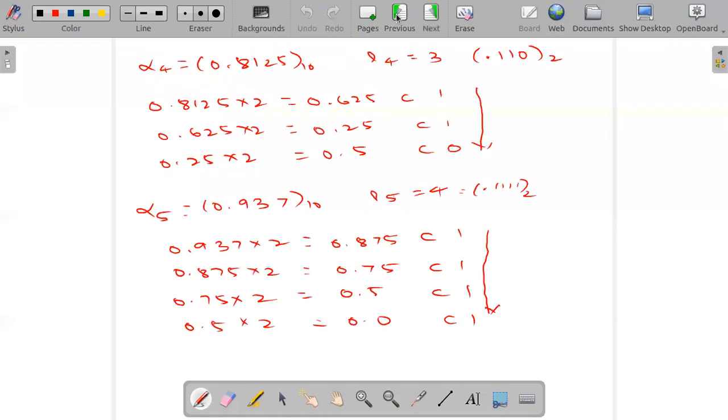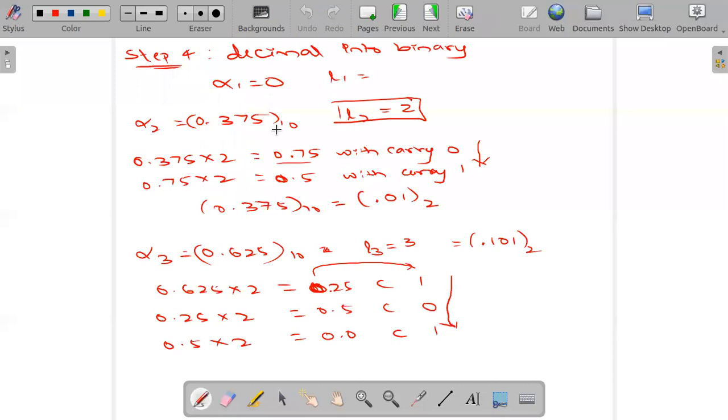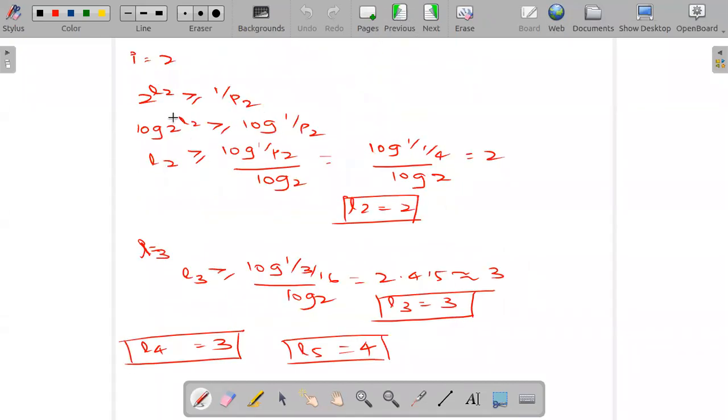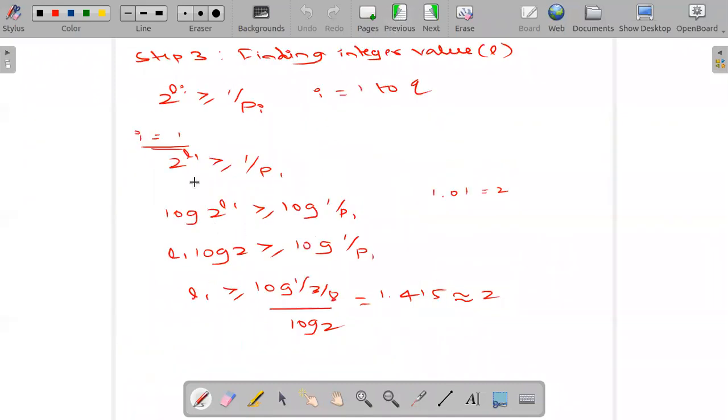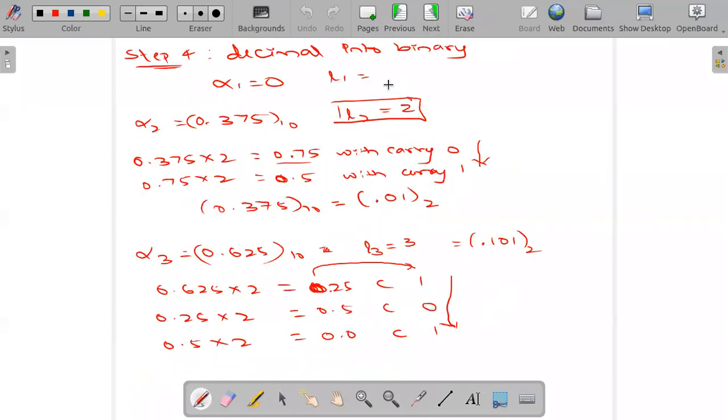To get the code, I'll go with the alpha 1 value. Alpha 1 equal to what? 0, right? Now what is the L value? L1, I haven't written that L1 here, right? What is the L1 value? I'll go with this. L1 is also 2, yes. L1 is 2. So anyhow it is 0. I should write it for 2 times, like 0.00, because if I convert this decimal value 0 into binary, it will be 00 only.